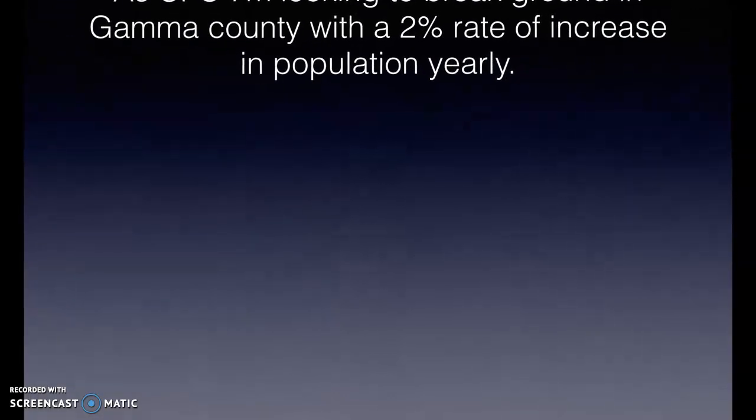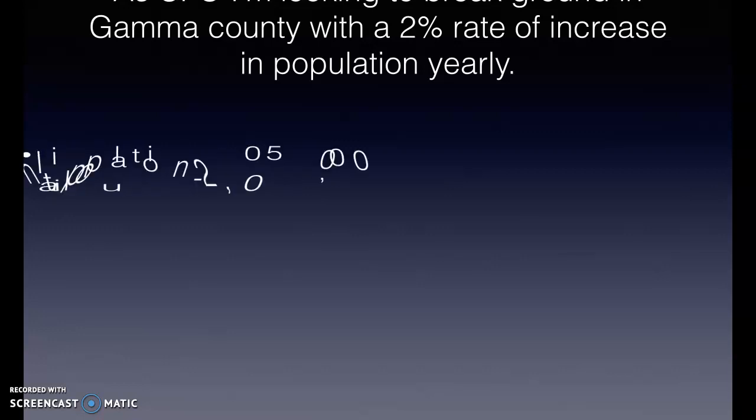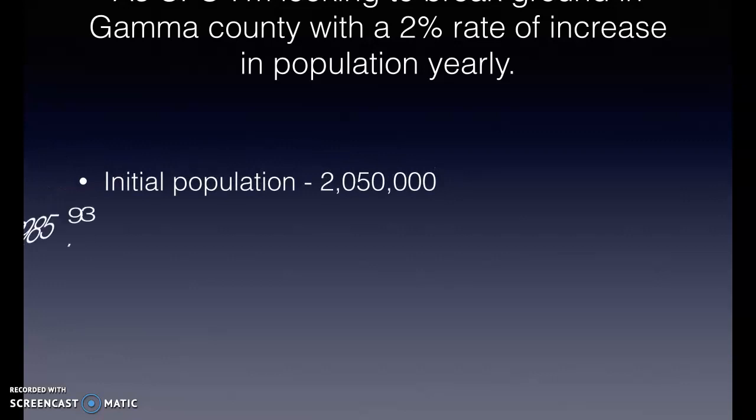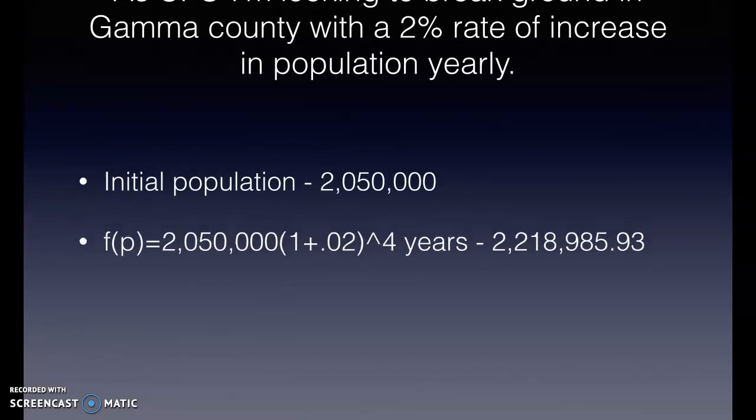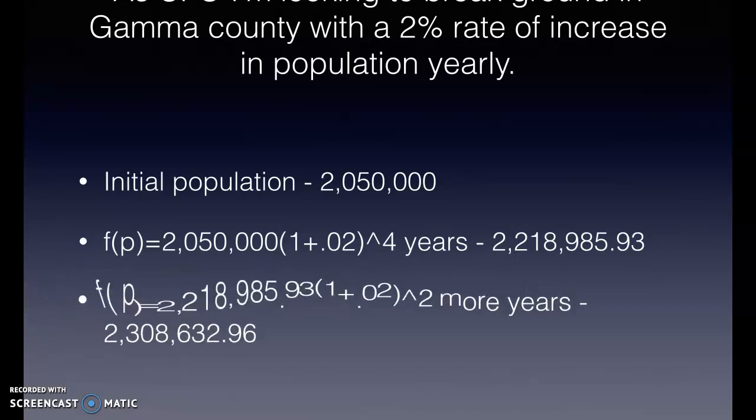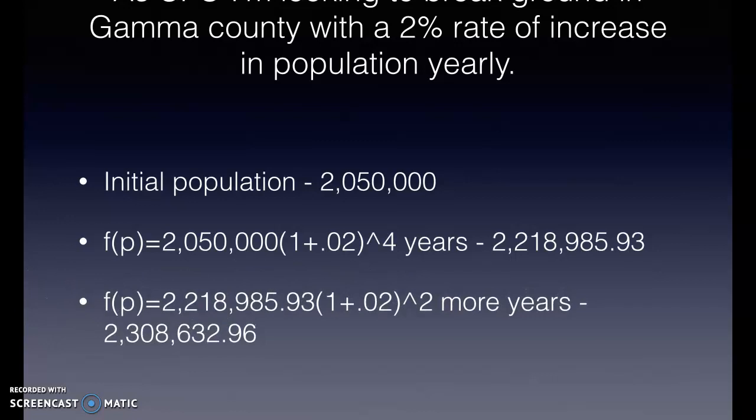So all that being said, as CFO, I'm looking to break ground in Gamma County with a 2% rate of increase in population yearly. Initial population 2.05 million. Written out in function form, 4 years, you're looking at 2,218,985.93. And then if extended for 2 more years, looking at 2,308,632.96.